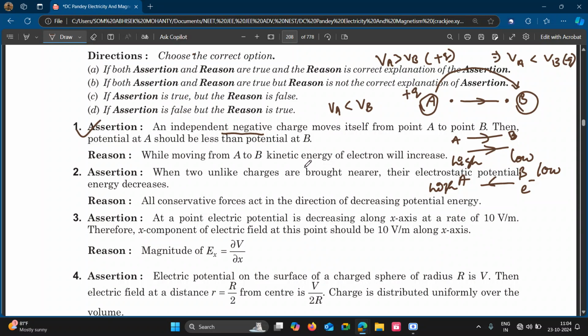Reason: while moving from A to B, kinetic energy of electrons will increase. That's correct, it will increase while moving from A to B, but it's not the reason for the assertion. So both statements are correct, but the reason is not the correct explanation of the assertion. So option B will be the answer. I hope you got it.